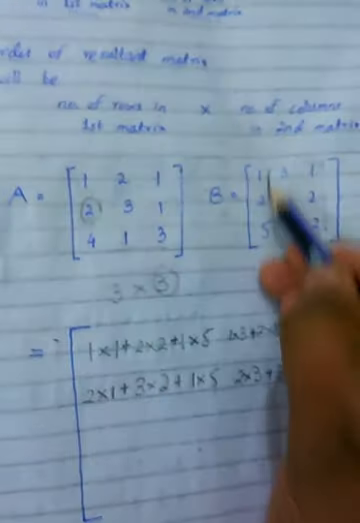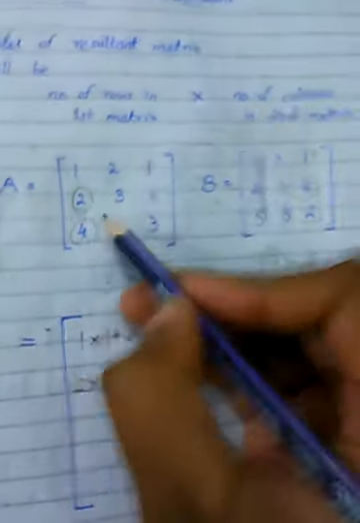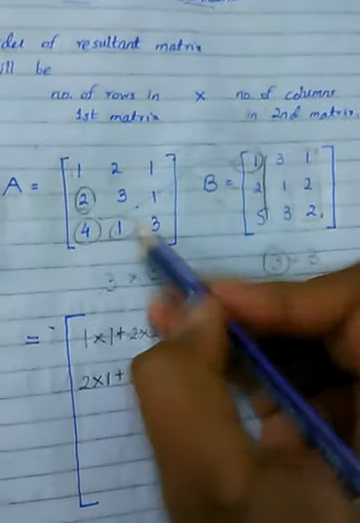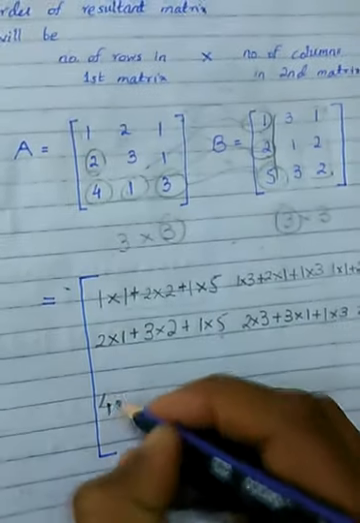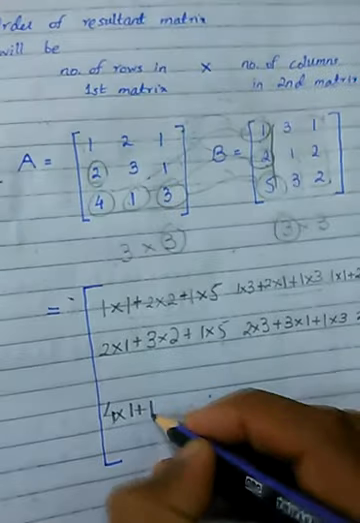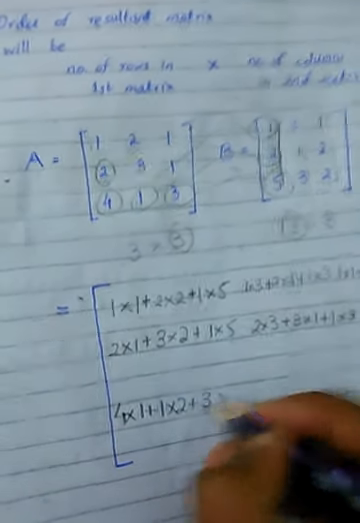Now it's the turn of the third row. Likewise, we have multiplied the first row and second row. We will multiply the third row also. So third row, first column, 4 will get multiplied by 1, 1 will get multiplied by 2, 3 will get multiplied by 5, and we'll add each of these. 4 multiplied by 1 plus 1 multiplied by 2 plus 3 multiplied by 5.